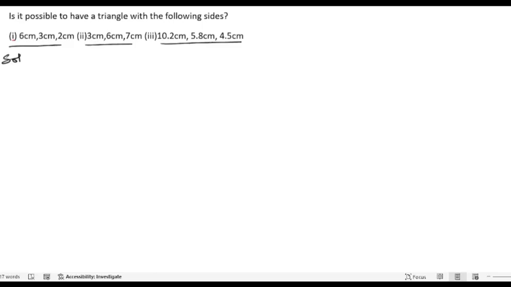We will write the solution. Given sides. So what are the given sides here? The given sides are 6 centimeter, 3 centimeter and 2 centimeter. So these are the three sides. First we will write 6 plus 3.